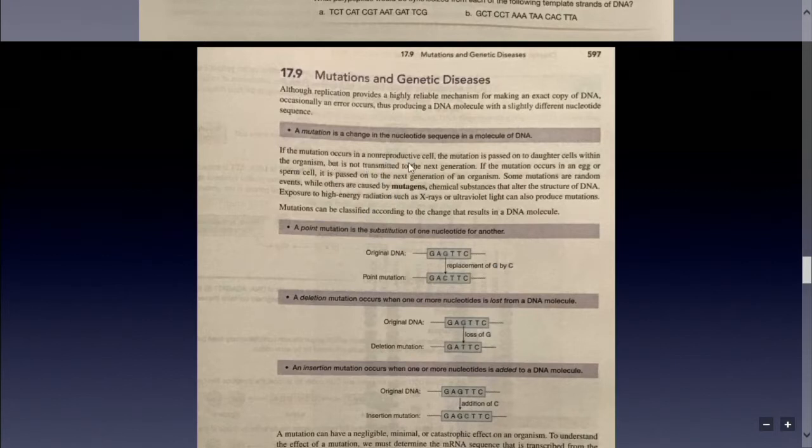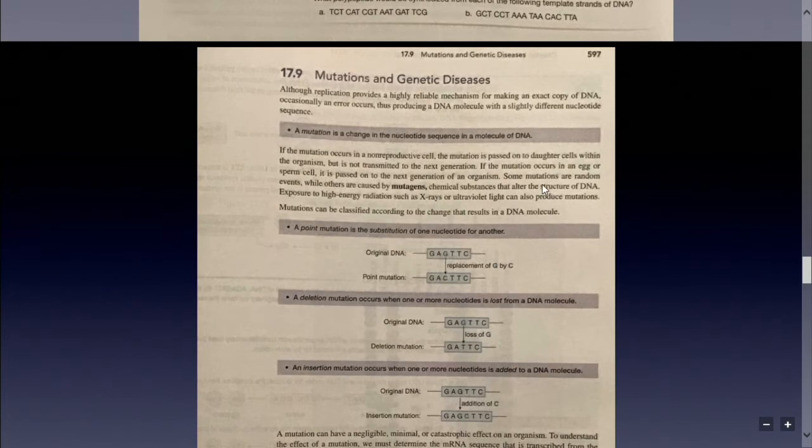Well, if it occurs in a non-reproductive cell, which is basically every cell in your body, unless it's a sperm or an egg, then the mutation is passed on to daughter cells within the organism, but not necessarily transmitted to the next generation. So if you have a mutation in one of your skin cells and it replicates, that new skin cell is going to have the same mutation because it got DNA replication. It copied the same mutation. But if mutations occur in an egg or a sperm cell, the new organism, that next generation, is going to get that same mutation. It's going to get copied and copied and copied, and so that organism is going to live with that mutation in all of their cells.